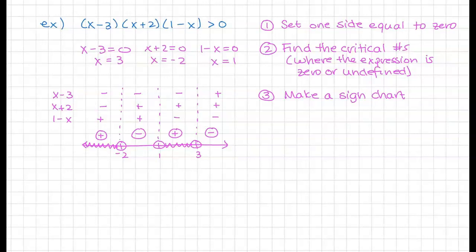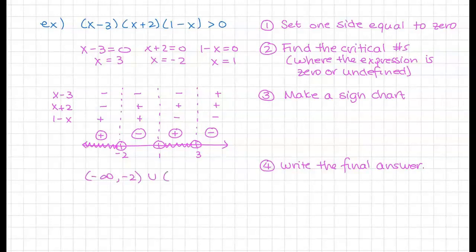Now I just need to write it, and you can write it as an inequality or you can use interval notation, but that's your last step, to write the final answer. So the final answer in interval notation is from negative infinity to negative 2, not including the negative 2, and then from 1 to 3, not including those endpoints. Or in inequality notation, it's x is less than negative 2 or between 1 and 3. And there's your answer.